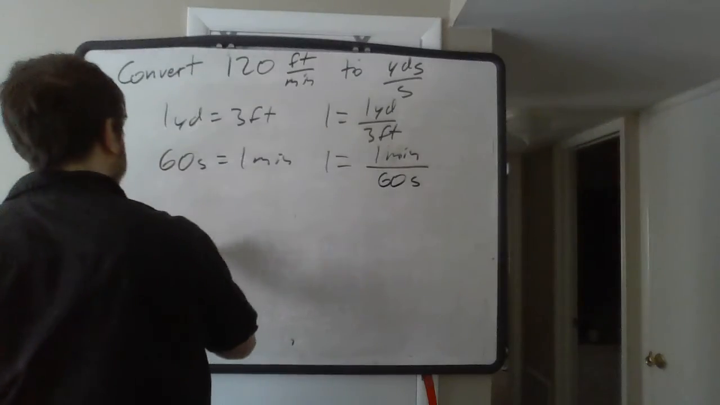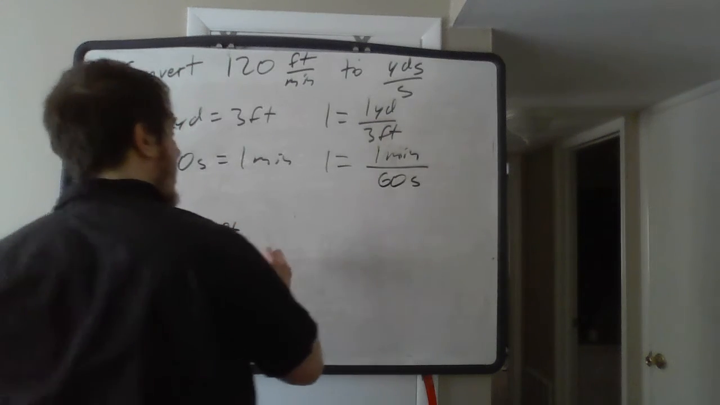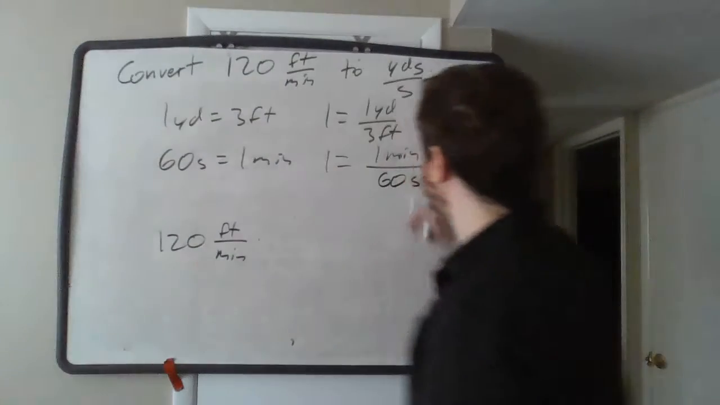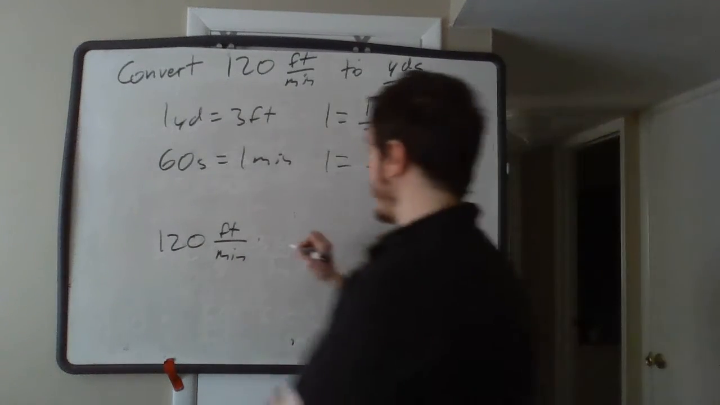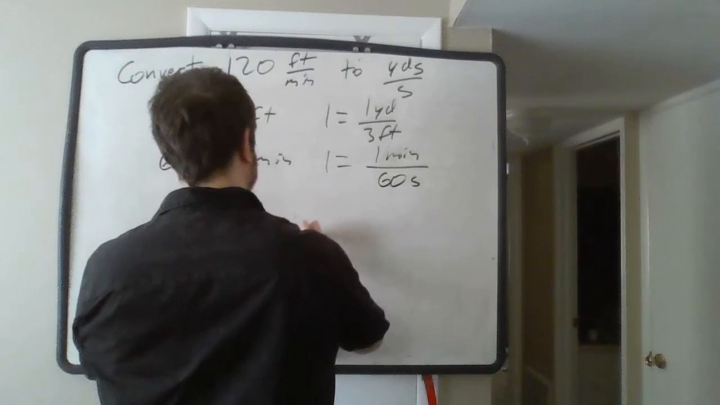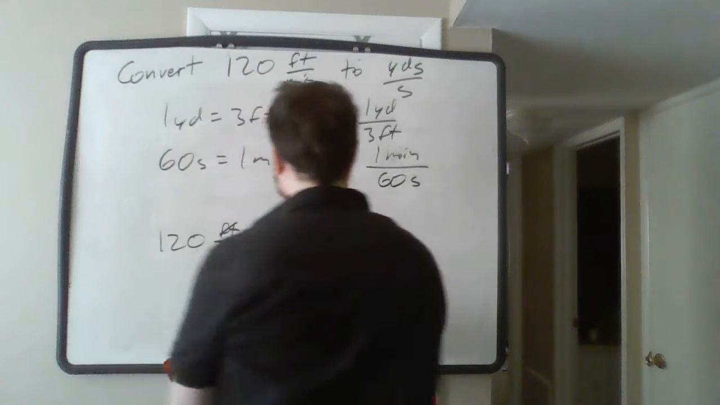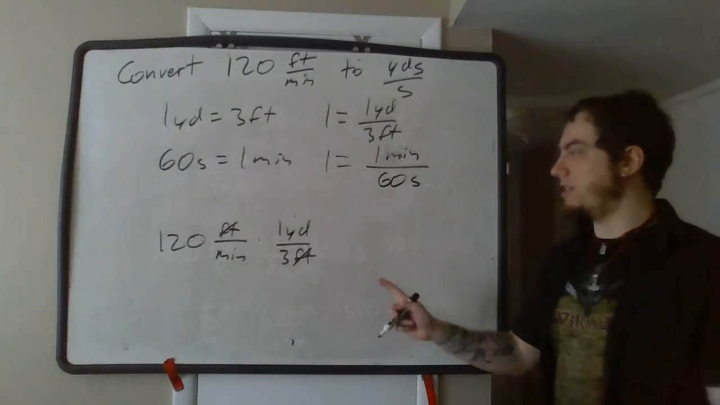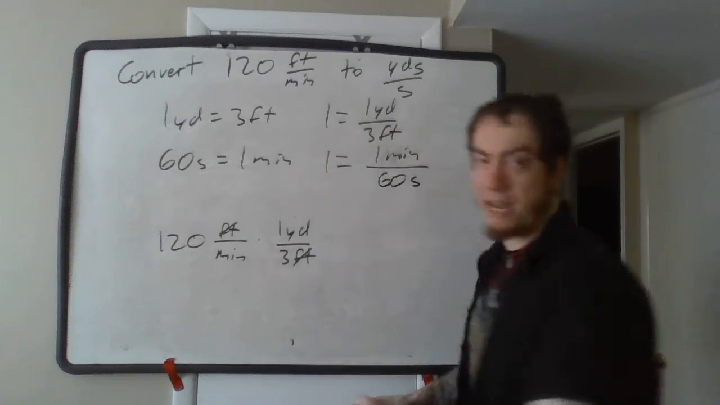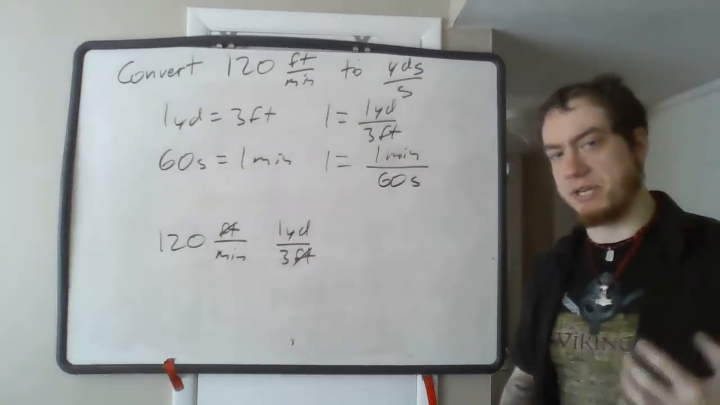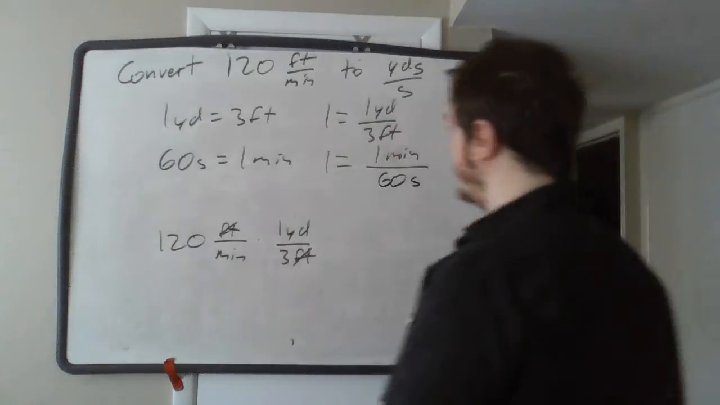So we have 120 feet per minute. I need to multiply by yards per feet to change the feet into yards. So that's going to multiply by 1 yard per 3 feet. That cancels out the feet and it gives me yards. And in fact, if I just left things like this, I would have yards per minute, which is a perfectly valid way of measuring speeds. It's just not the way that we want to measure them here.